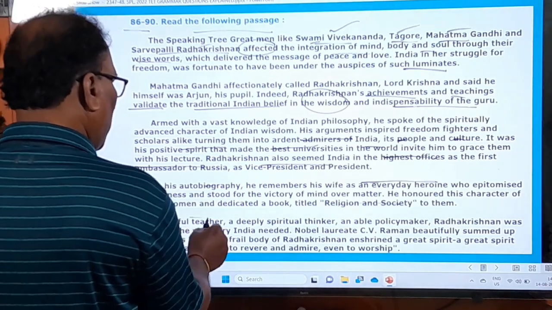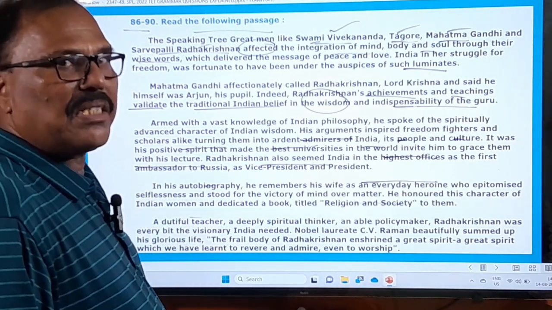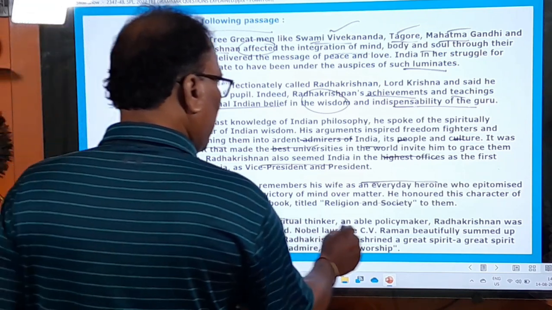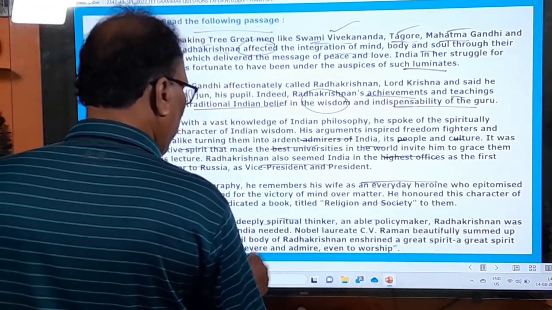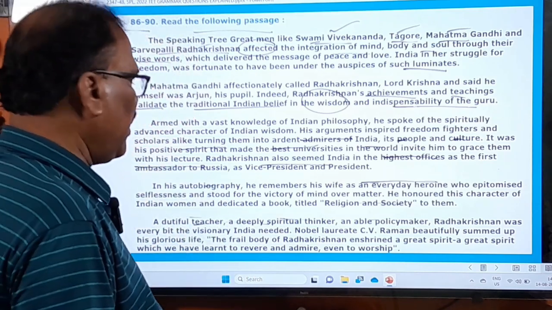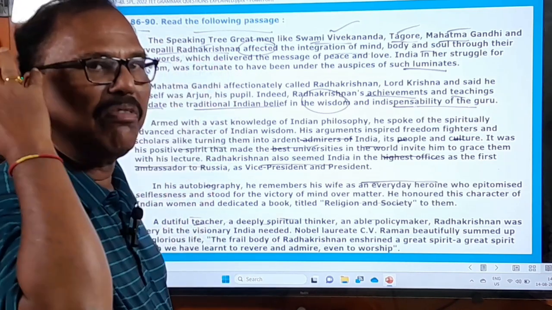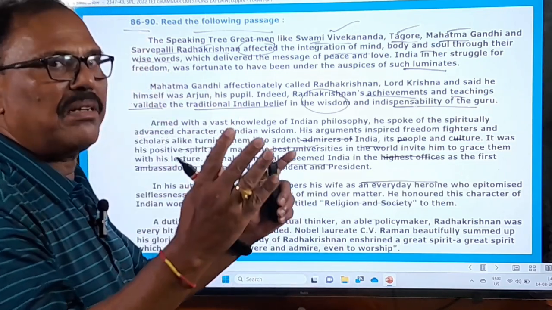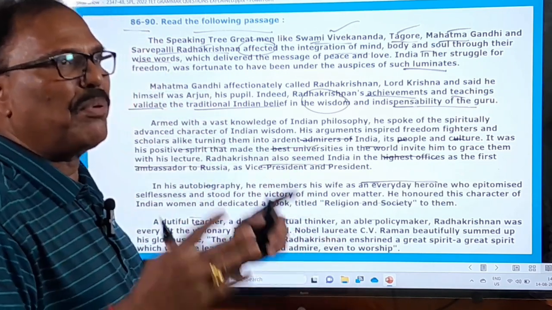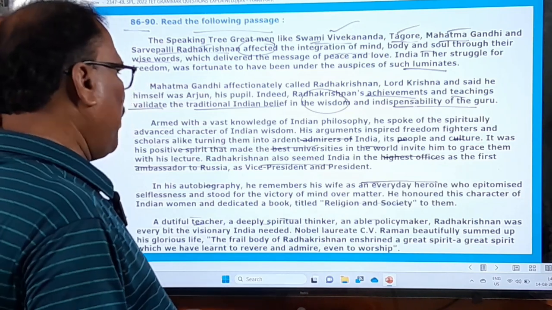And a dutiful teacher. He was a teacher filled with a sense of duty, a deeply spiritual thinker, an able policy maker. Radhakrishnan was every bit the visionary India needed. He was a great dreamer of a wonderful India. Visionary means a dreamer. A dreamer of a wonderful India, a progressive India, a developed India like that.